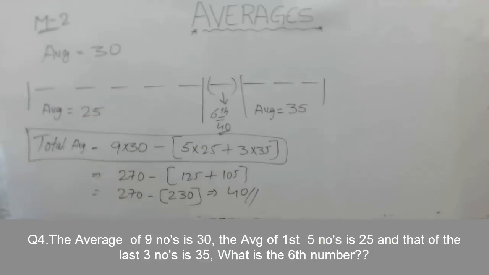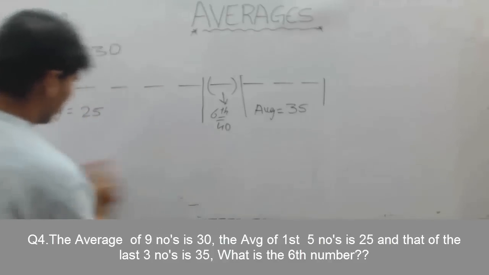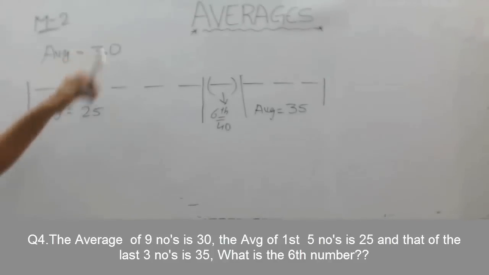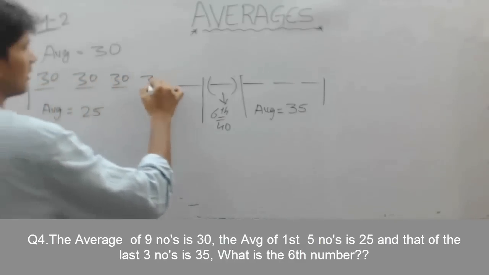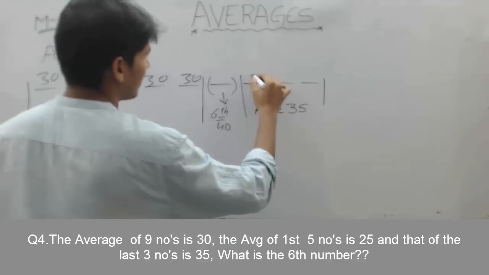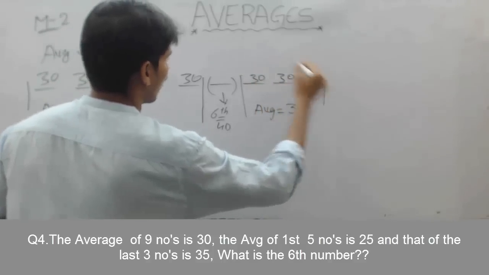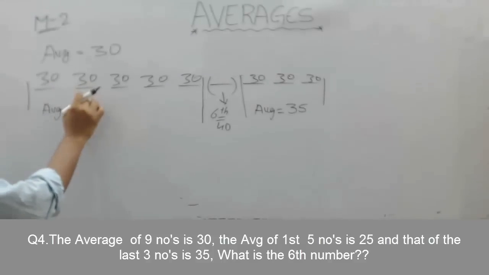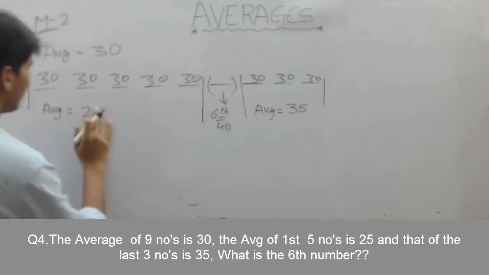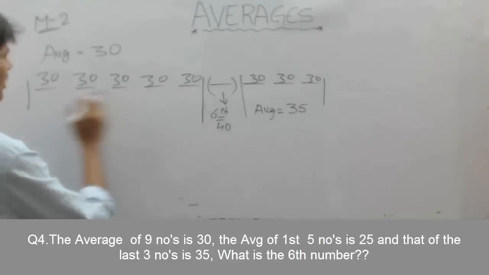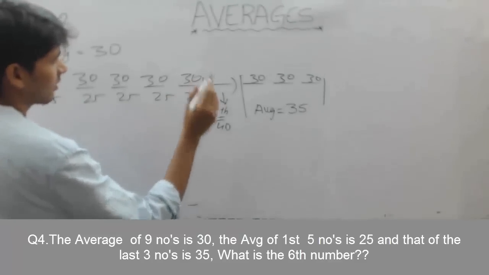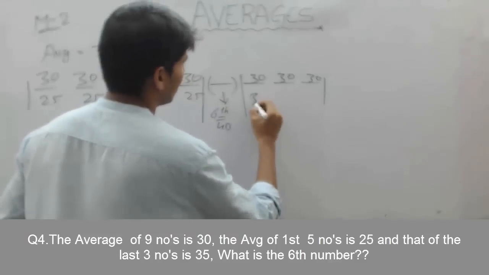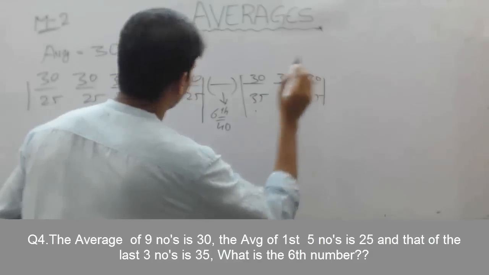How? That we call equal distribution. I have clearly said that if the average is 30, that means we can assume each term value to be 30, 30, 30, isn't it? Now in the second case, he has told that the average of the first 5 numbers is 25. So each number he has said is 25, that means this is 25, 25, and here he has said this is 35 and 35.